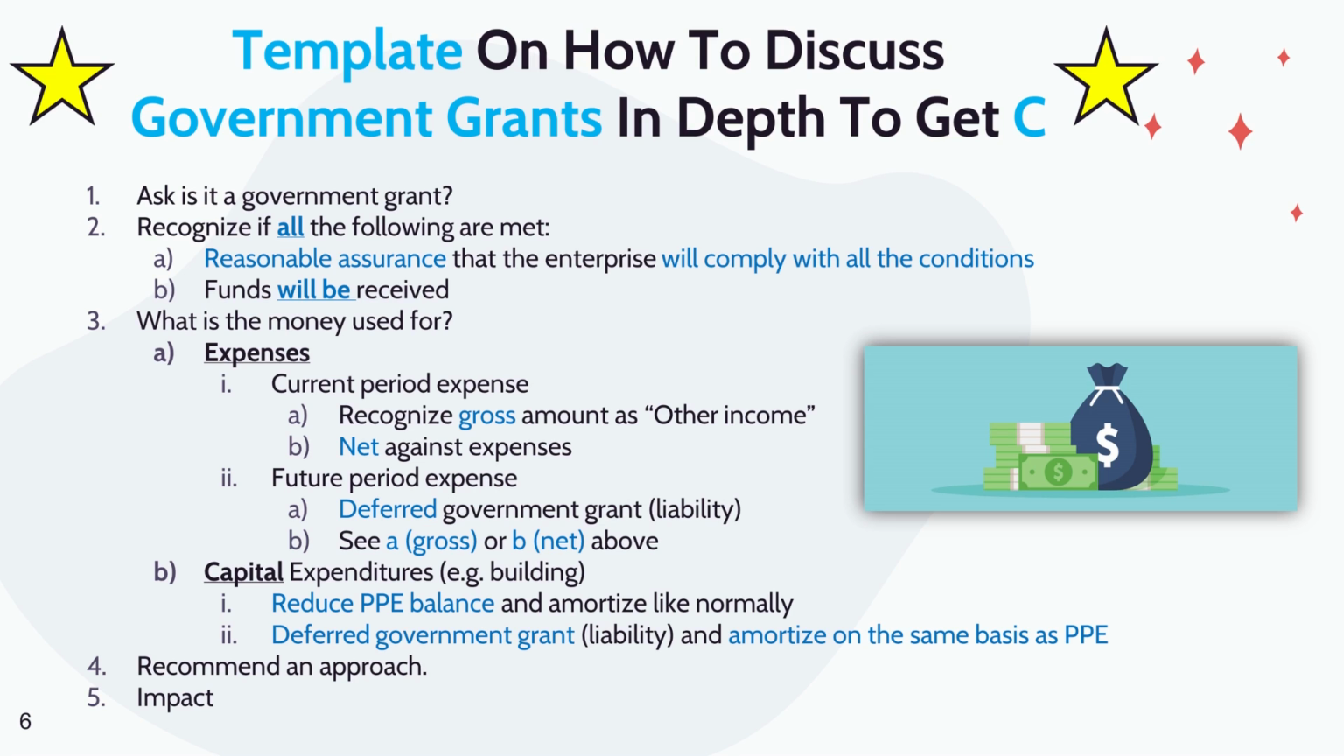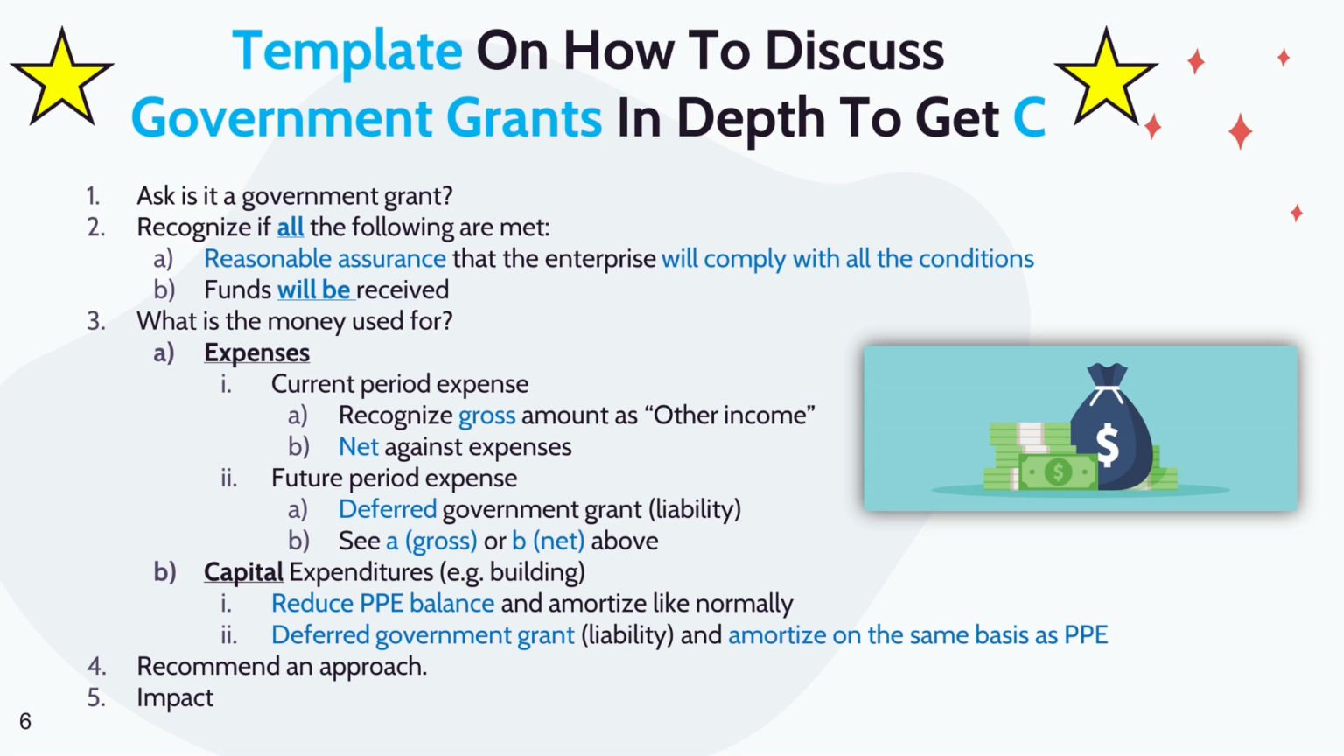If the money is going to be used for expenses in a future period, what you're going to do first is defer it. So you're going to create a government grant liability, which is going to be used to offset any expenses later on. And again, we could use the gross method or net method as stated above, subsequent to recognizing a deferred government grant. If your money is going to be used for purchasing capital expenditures, you can either reduce the PP&E balance and amortize it like normal, or you can create another deferred government grant liability and then amortize it on the same basis as PP&E. Again, we're going to have an example that covers this, so don't worry if you're lost.